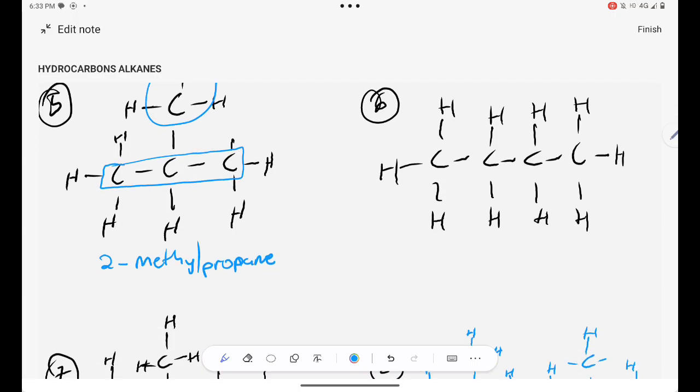Are you together? And then for this one, I only have 4 carbons on my parent chain. So the IUPAC name will simply be butane.